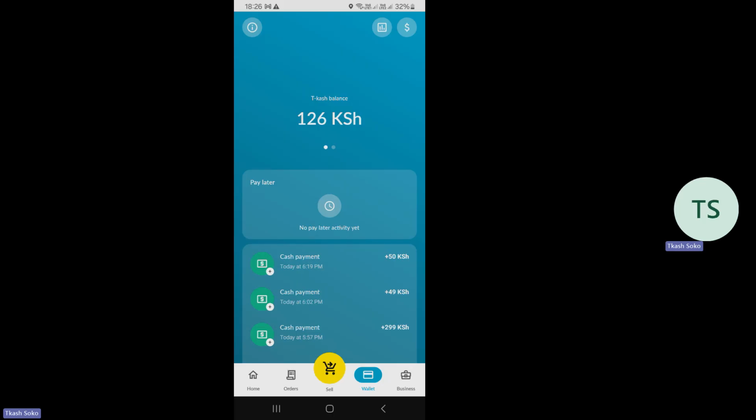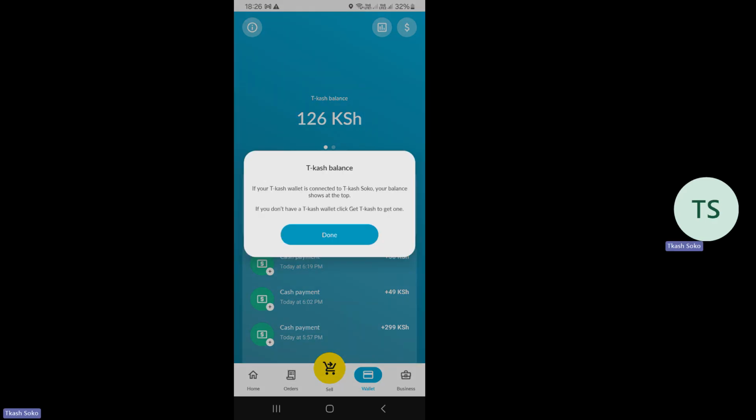So the first one is the icon at the very top that appears like a small eye that is circled. In short, it is an info kind of icon. When I tap on the info icon, it tells me that this is the Tcash balance. And if my Tcash wallet is connected to the Tcash Soko, then my balance will show at the top. And if you don't have one, you click there to get one. Because I have a Tcash wallet and it is connected to my Soko, you can see that my Tcash balance is appearing there. I hope that is well understood.